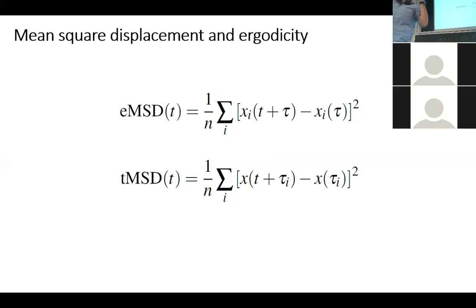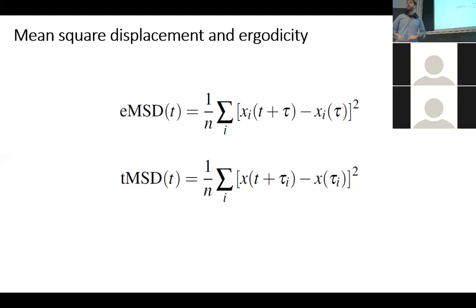If we have an experimental system, we have many particles and we calculate these square displacements for each one for different times, and then we take the average, which is called the ensemble average. Okay, is this clear? This is the concept.